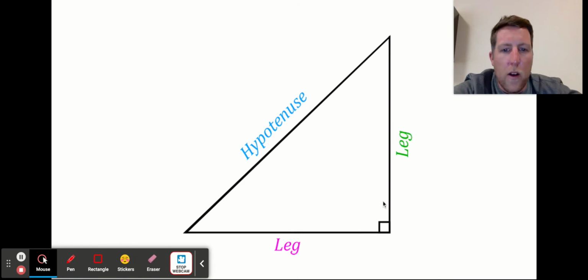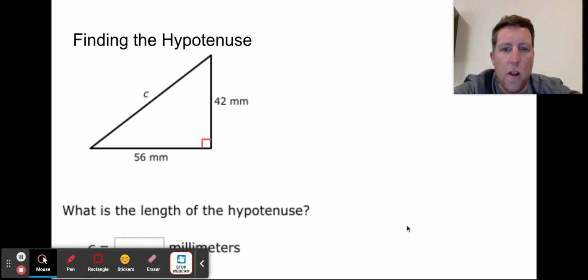And then the other two we call legs. They're not necessarily the same length, but the words we use to describe these two are the legs. They're the two that make up the right angle. They join together to create the 90-degree angle.